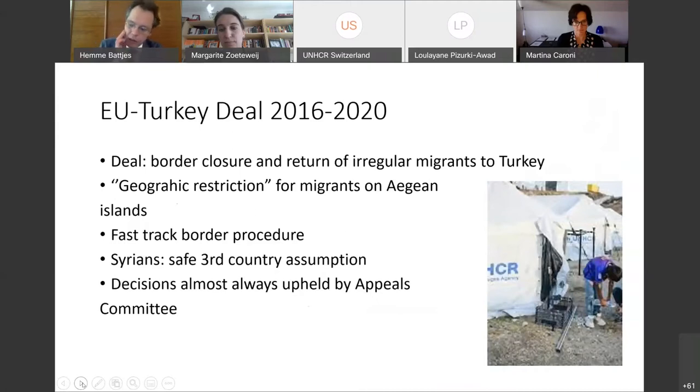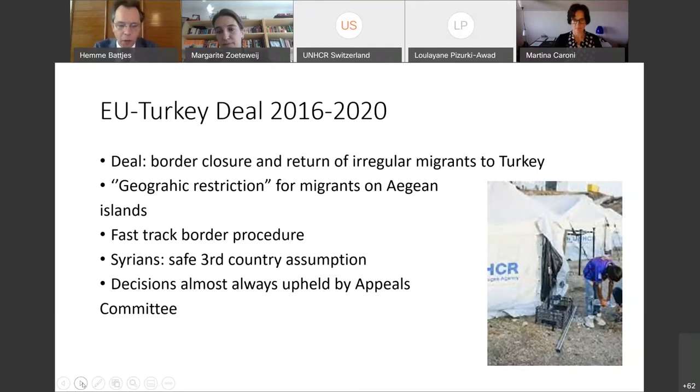And it was in the application of the so-called EU-Turkey deal, which was concluded in 2016. As you all know, the gist of this deal was that in return for a new visa policy and considerable funding from the EU to Turkey, Turkey would seal off its border to Greece, and if migrants still managed to reach the Greek islands, they could be returned to Turkey.